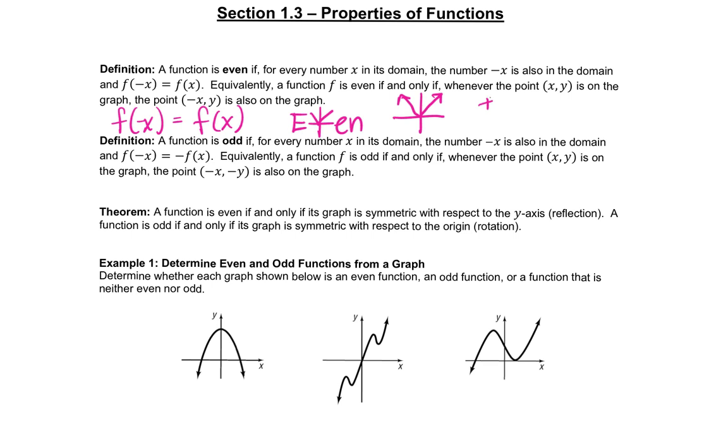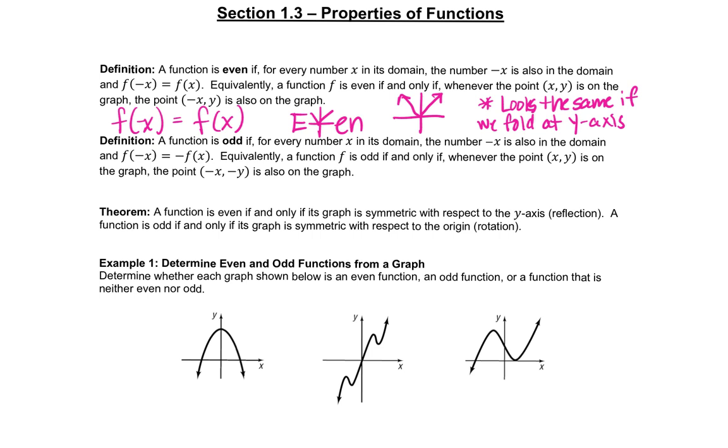So it's going to look the same if we fold at the y-axis. So basically, if your y-axis is a line of symmetry, then it will be an even graph, an even function.